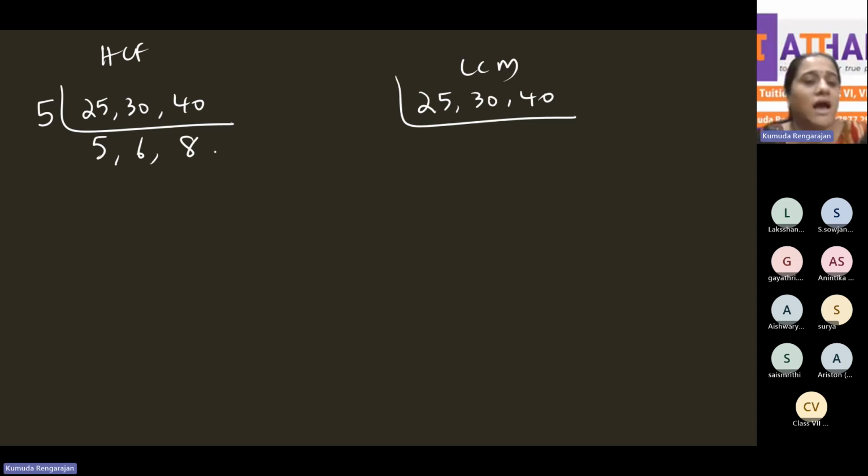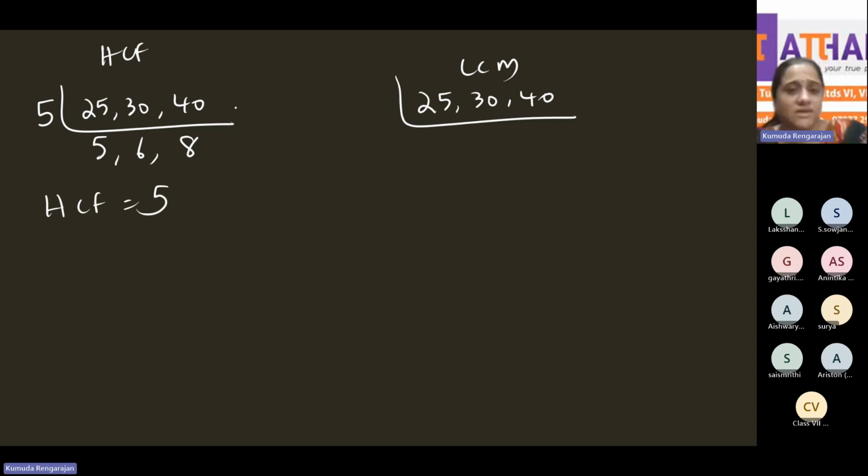Again, are all these three numbers divisible by the same prime number? No. You cannot divide these numbers further by the same prime number because 6 and 8 are divisible by 2, but not 5. 5 is divisible by 5, but not the others. So it ends here. The HCF of the three numbers is 5.